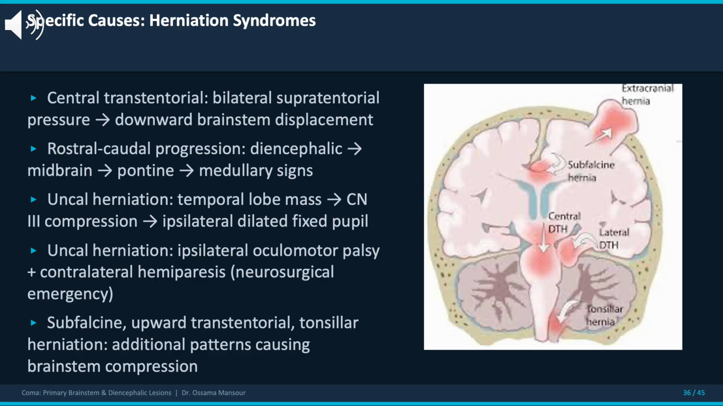Subfalcine herniation, where the cingulate gyrus herniates under the falx cerebri, can compress the anterior cerebral artery and produce contralateral leg weakness. Upward transtentorial herniation and tonsillar herniation through the foramen magnum are additional patterns that can produce brainstem compression.